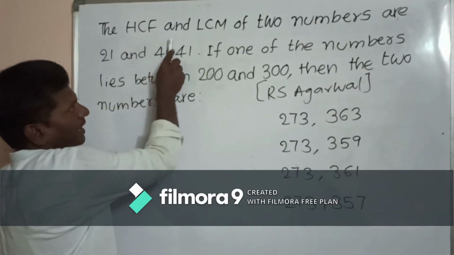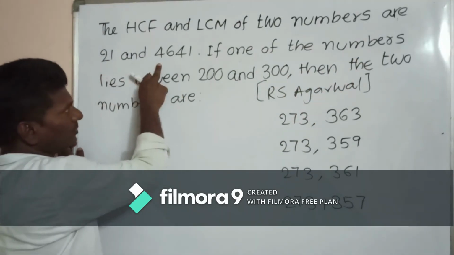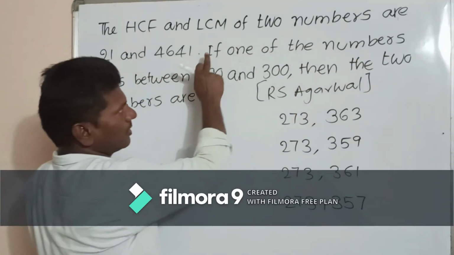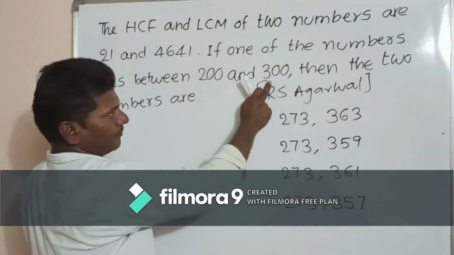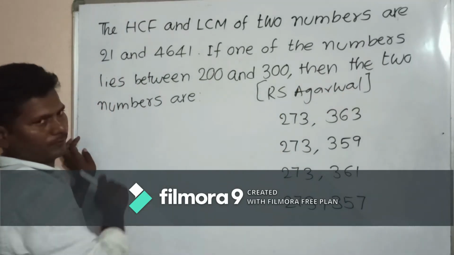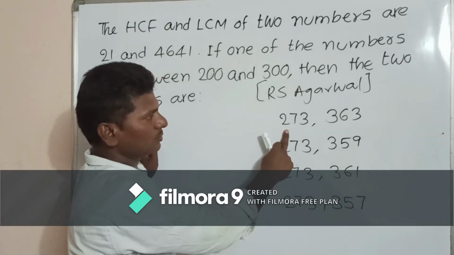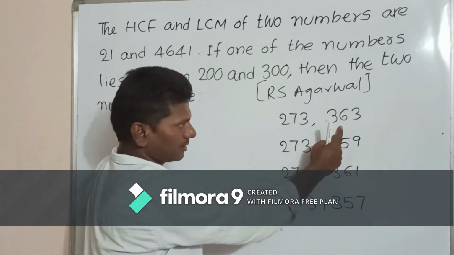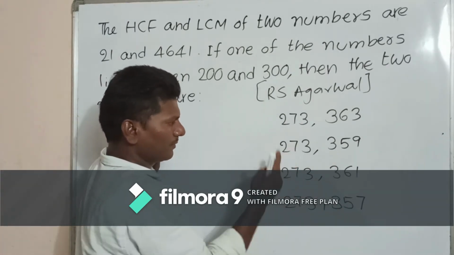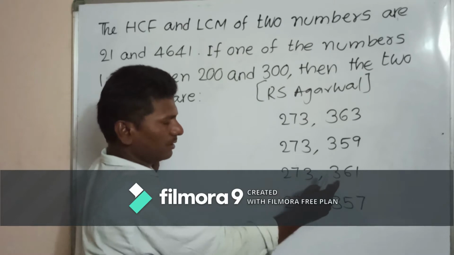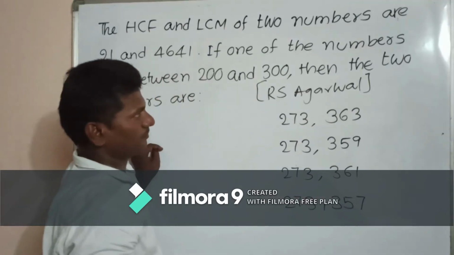The HCF and LCM of two numbers are 21 and 4641. If one of the numbers lies between 200 and 300, then the two numbers are. This question was taken from the R.S. Agarwal book. First option is 273 and 363. Second option is 273 and 359. Third option is 273 and 361. Fourth option is 273 and 357.